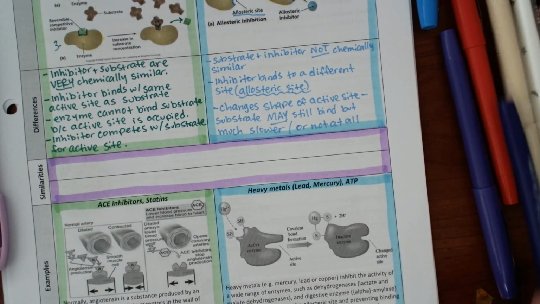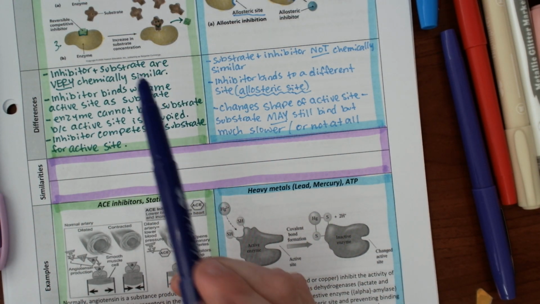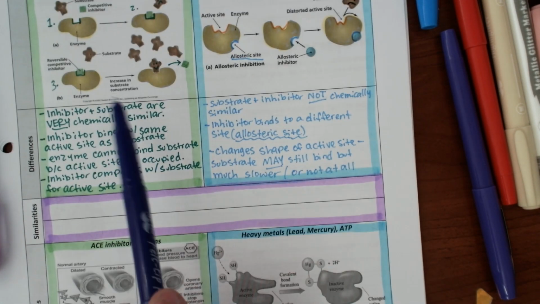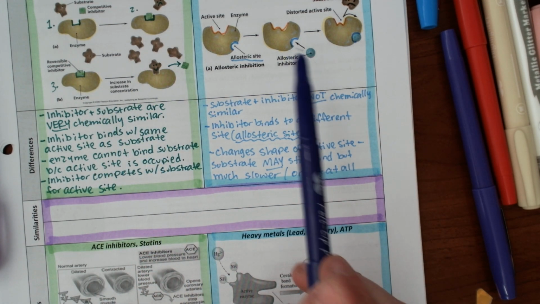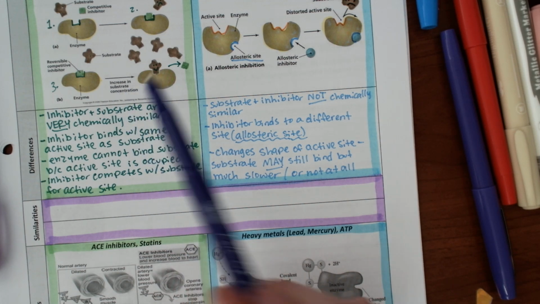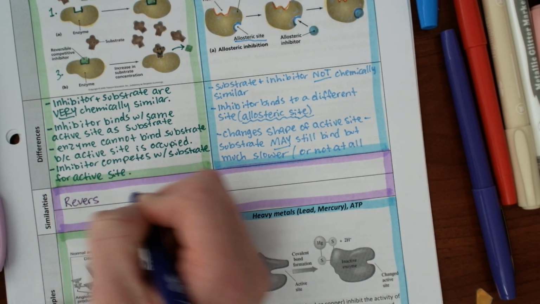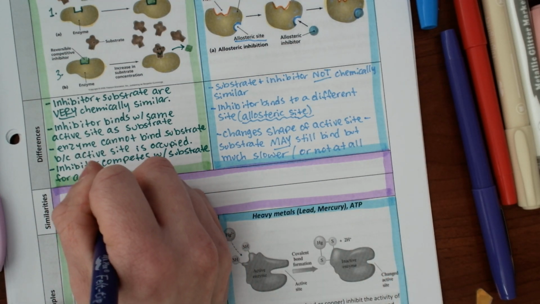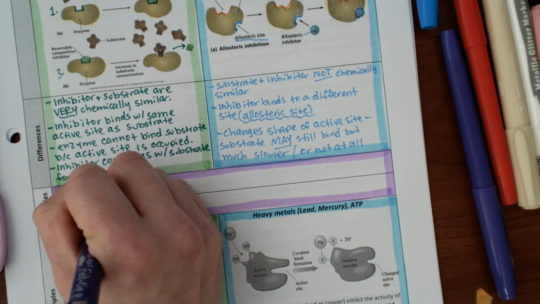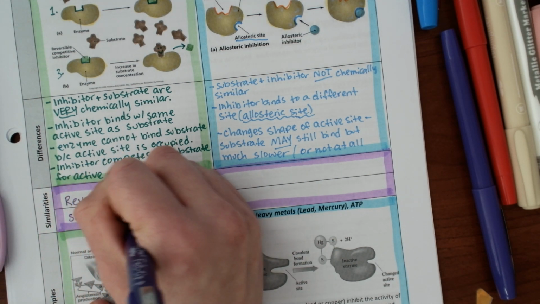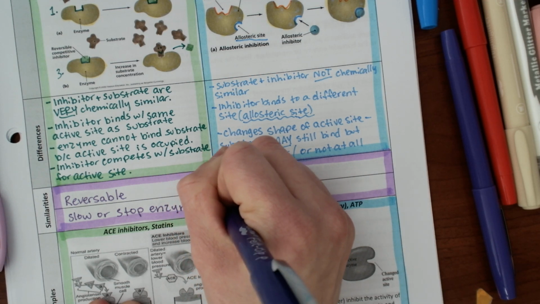All right, let's look at our similarities. Both of these are reversible. When your inhibitor is no longer needed to inhibit that enzyme activity, it can be removed, and then your enzyme function will return, with both your allosteric inhibitor and your competitive inhibitor. So reversible. How do I spell reversible? Able. And they both also slow or stop enzyme activity.